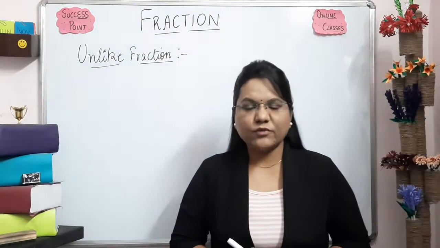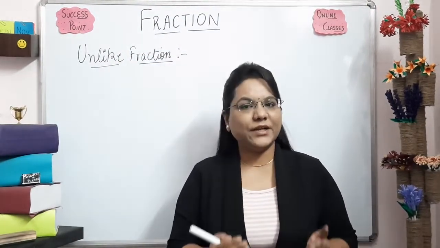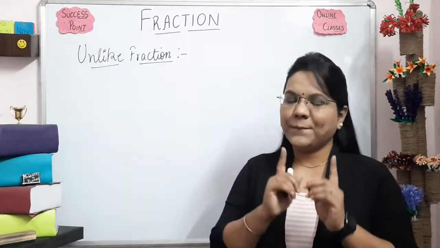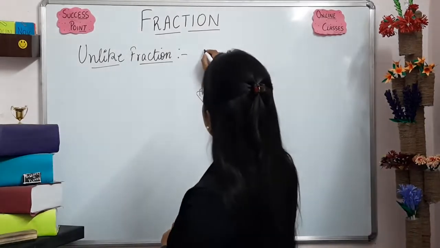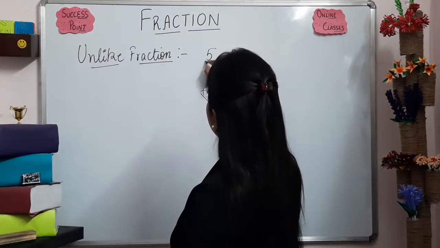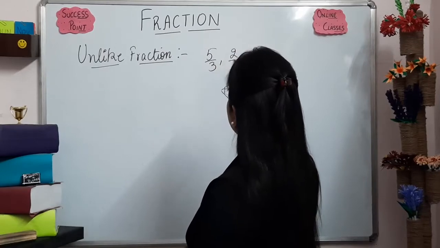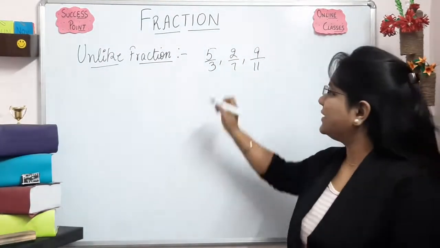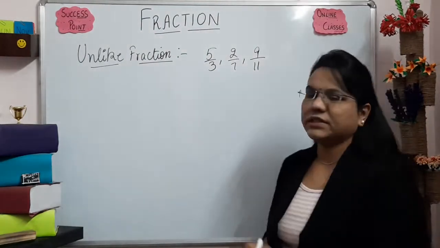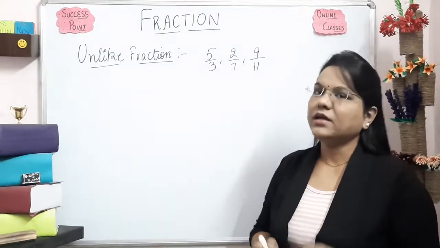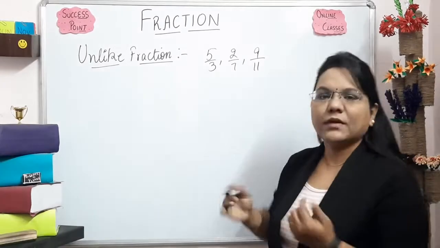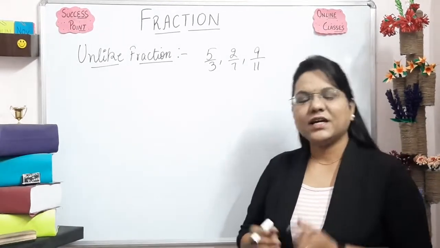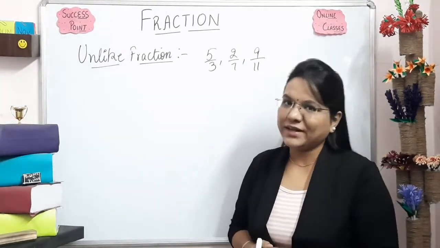So what is an unlike fraction? When denominators are different, we call them unlike fractions. For example, 5 by 3, 2 by 7, 9 by 11. If you check, all denominators are different, so we can call them unlike fractions. Okay, let's start the operations on unlike fractions.